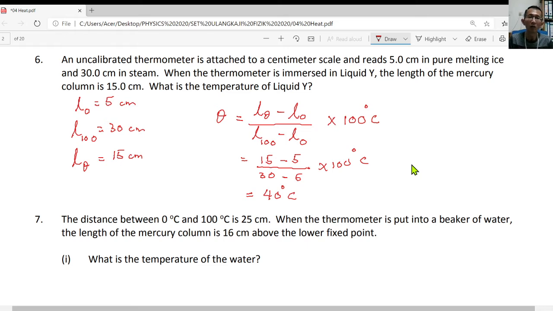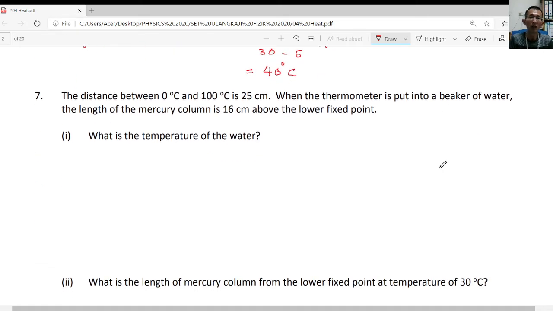Now, let's go to question 7. The distance between 0 degrees Celsius and 100 degrees Celsius is 25 centimeters. Try to understand this statement. What does it infer? It simply says that the difference in length between L100 and L0 is 25 centimeters. When the thermometer is put into a beaker of water, the length of the mercury column is 16 centimeters above the lower fixed point.